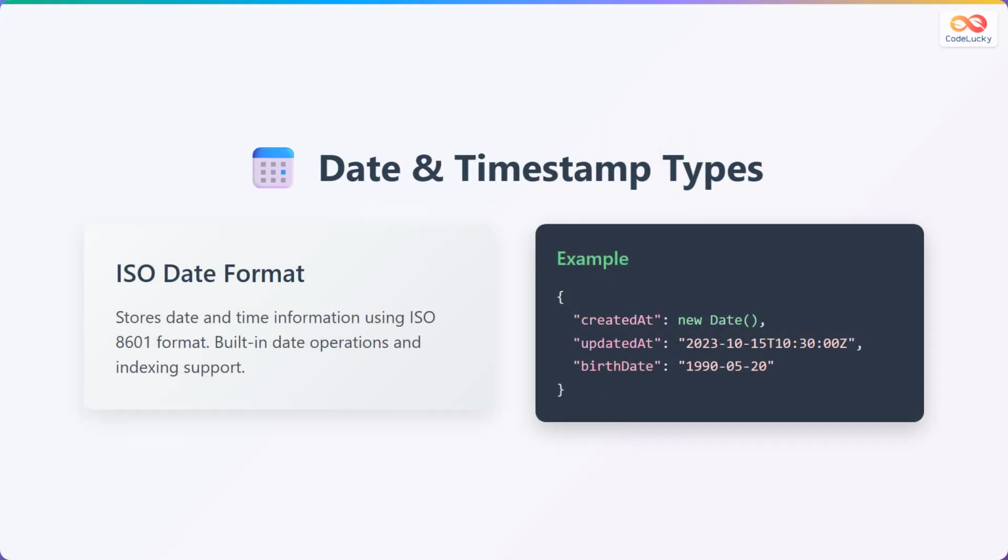Dates and timestamps are essential for recording when events occur. MongoDB stores date and time information using the ISO 8601 format. This format supports built-in date operations and indexing. Here's an example. The created_at field stores the current date and time. The updated_at field shows a specific date and time with time zone information. The birth date field stores a date without time.